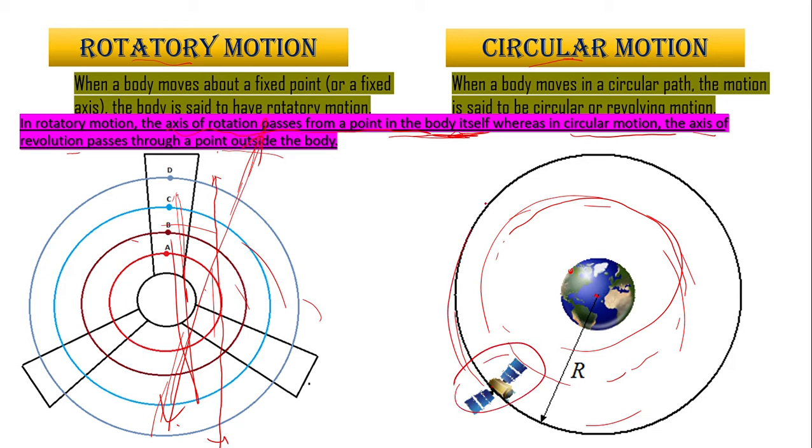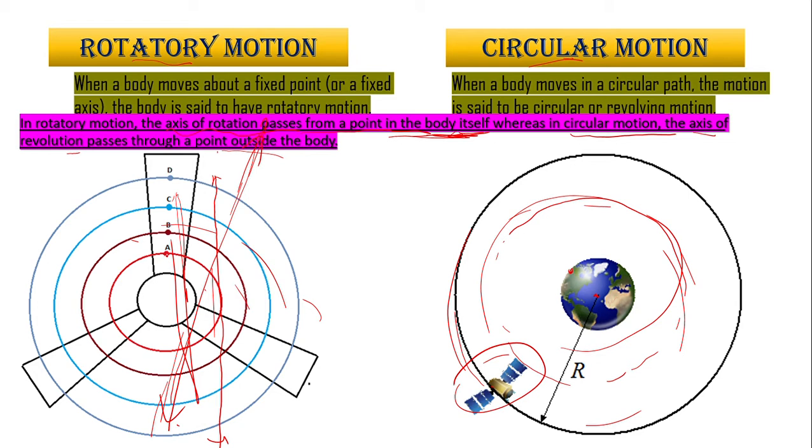It is moving in a circular path, but the center is outside its body. It is not inside the body. Okay, one more thing, the difference between translatory motion and rotatory motion is, in translatory motion, all the points were traveling equal distance at equal interval of time.